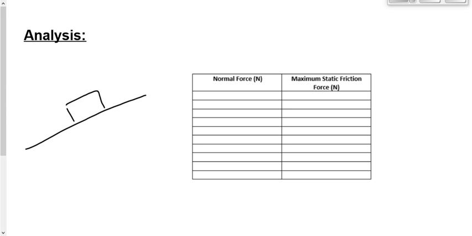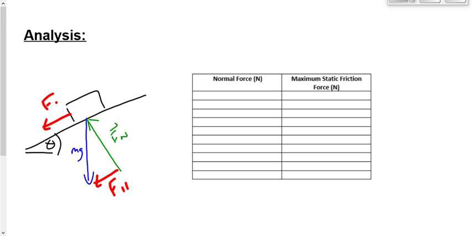Here's the object, the wooden block. Here's the angle right here. We're going to say that this is the force of gravity acting down. This is the normal force acting perpendicular to the surface. And this is FSF max. Sorry, this is F parallel, which of course is going to correspond to FSF max.